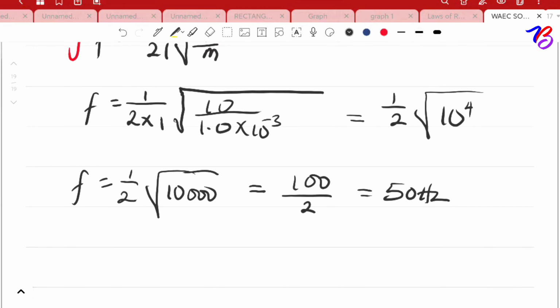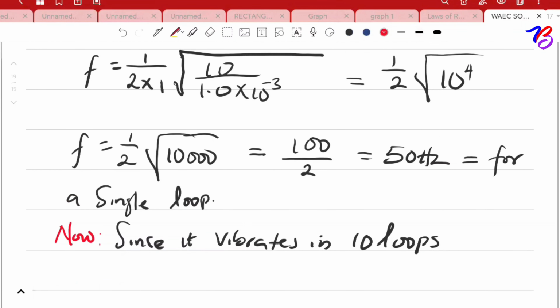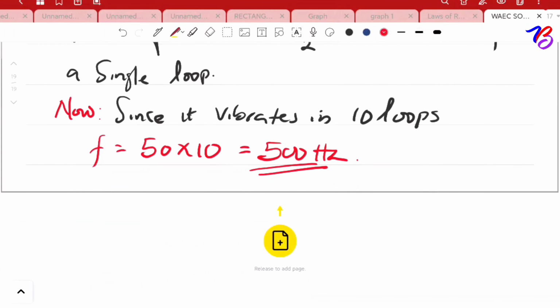Now they give us a particular value, and they said that it is 10 loops. For a single loop we have 50 hertz. So since it vibrates in 10 loops, we multiply 50 by 10. So F is equal to 50 times 10, which is 500 hertz. That becomes our final answer.